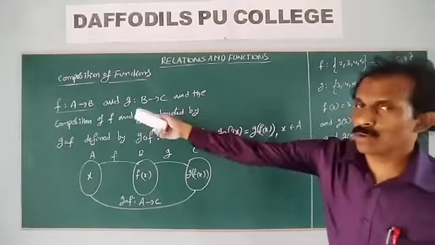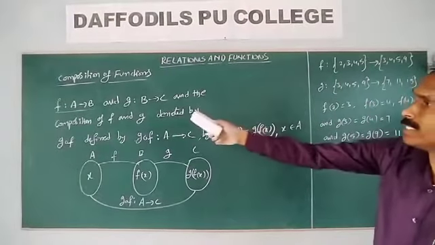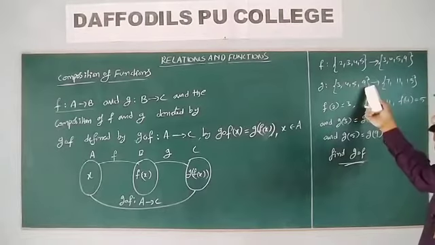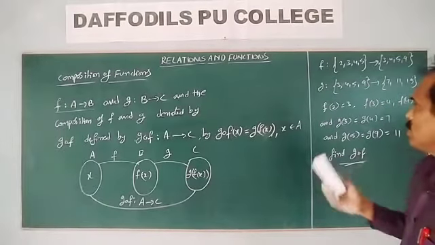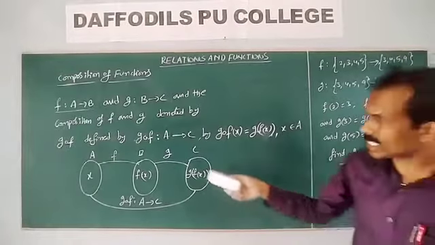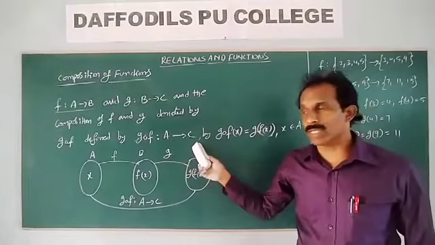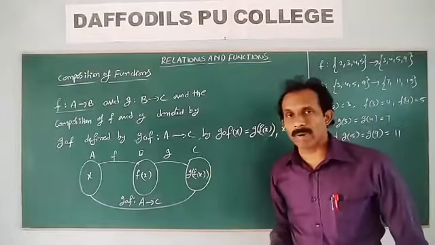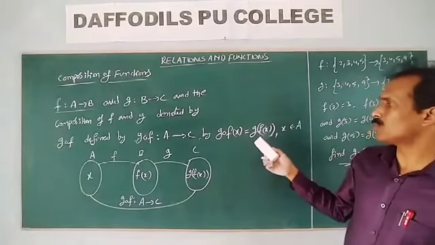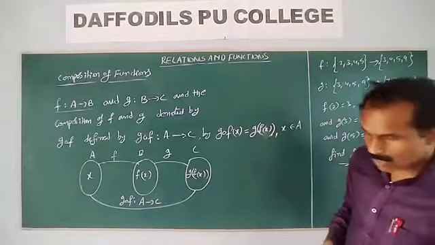F maps A to B, G maps B to C, with 3, 4, 5, 9 and values given. Find G circle F. What is G circle F? G circle F is A to C. So draw the diagram like this one and find G of F of x, like this you will find.